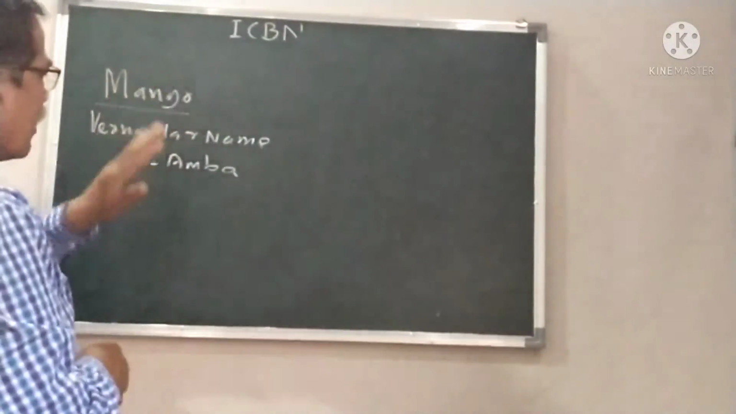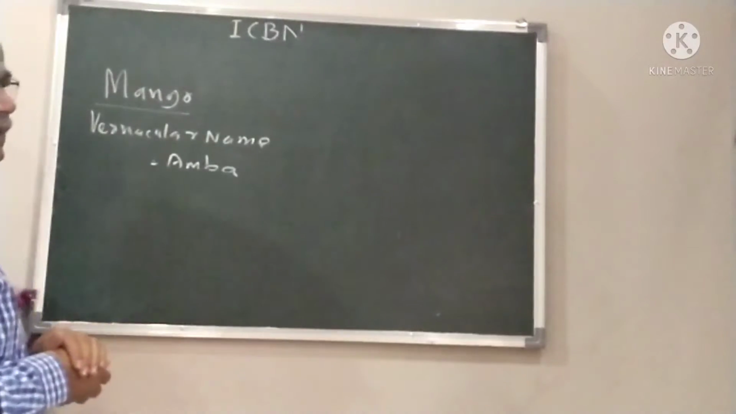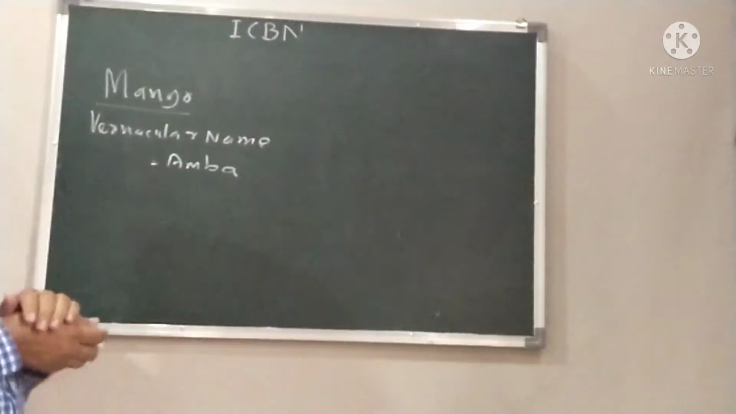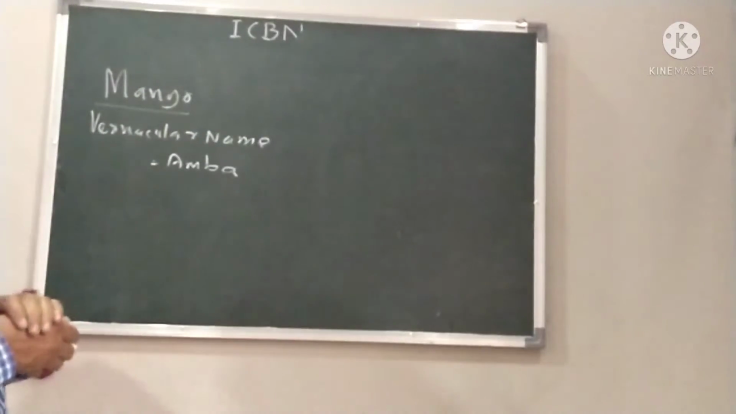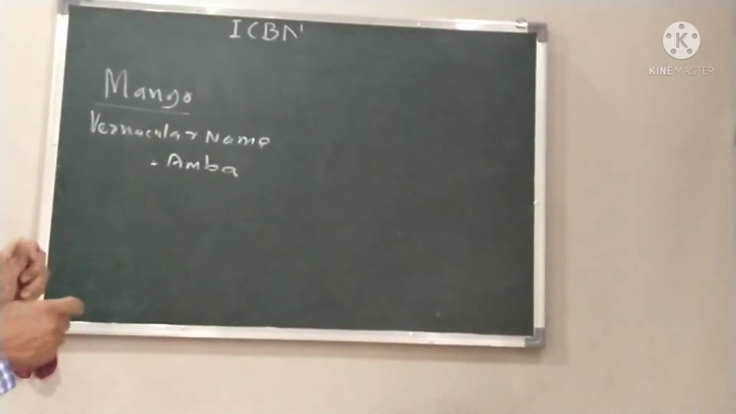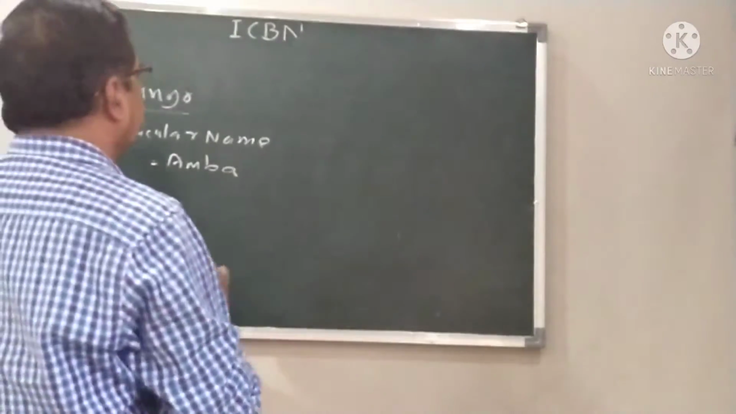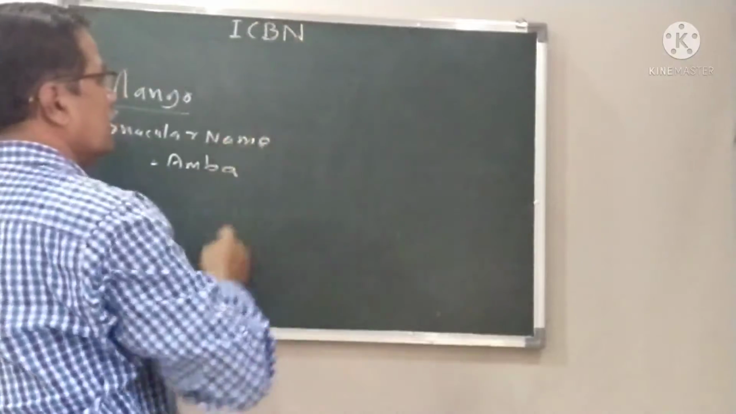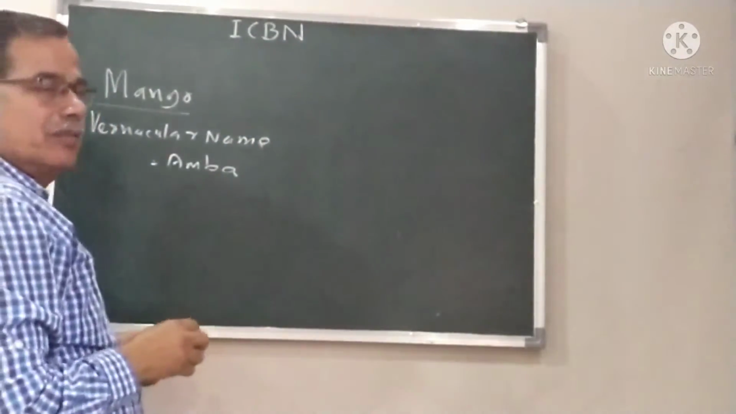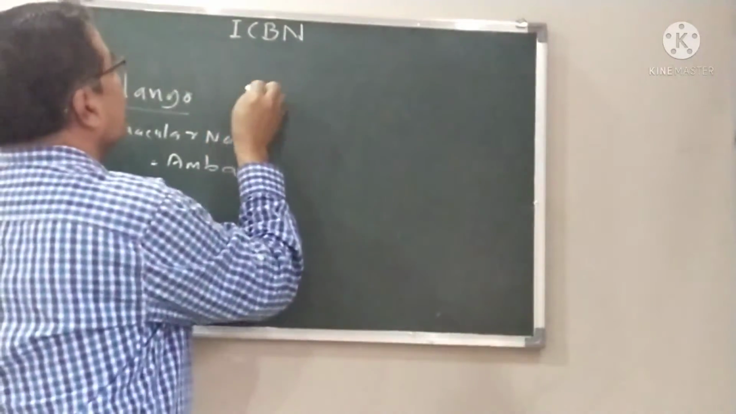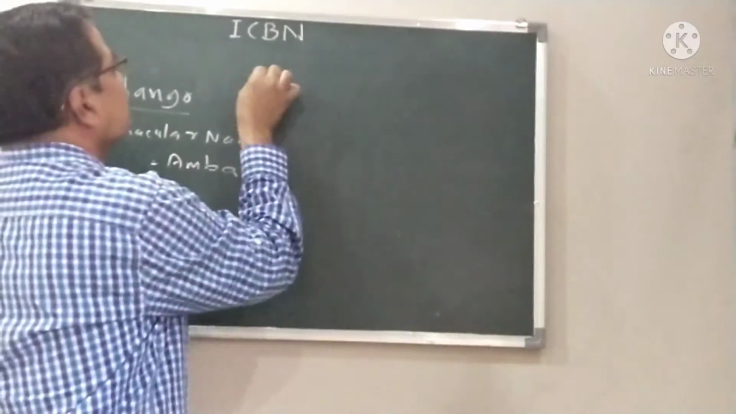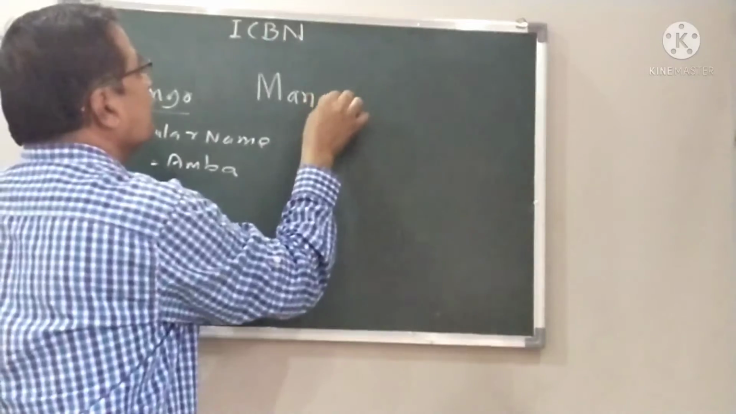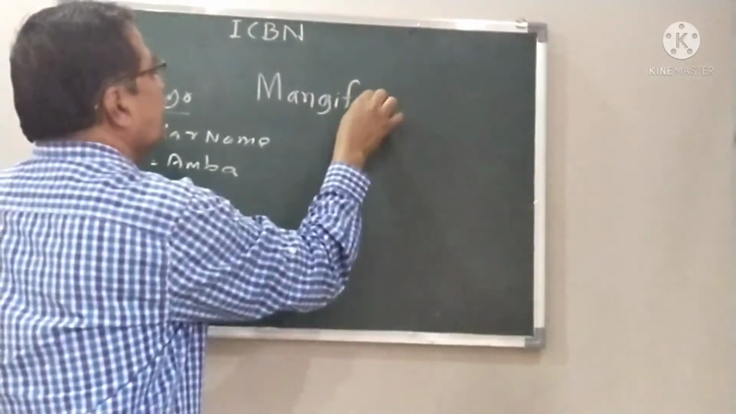This mango plant, throughout the world, the name changes. To avoid this, the binomial nomenclature gives a clear-cut idea. The International Code of Botanical Nomenclature laid down the rules and regulations. Binomial nomenclature, that is, the mango's systematic name or botanical name or scientific name, is known as Mangifera.